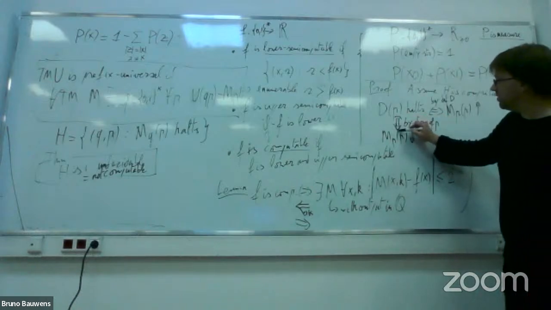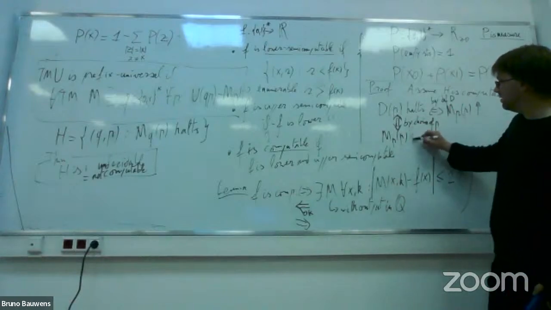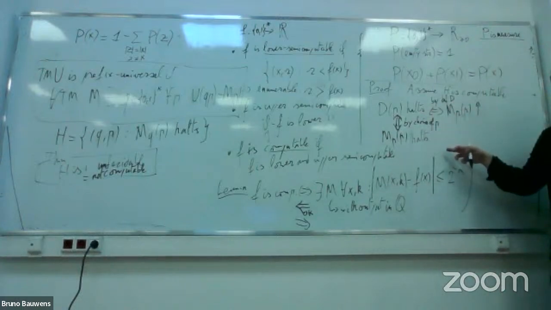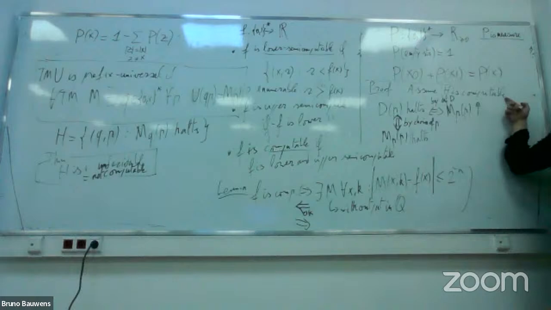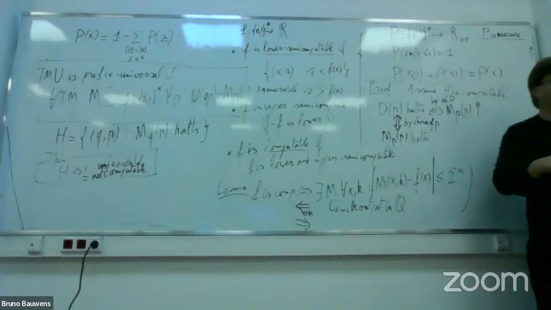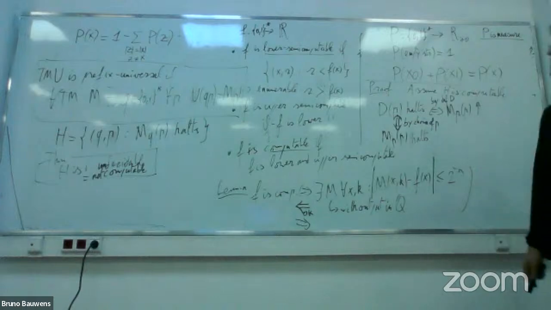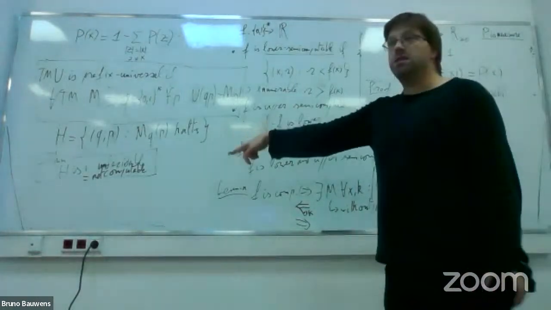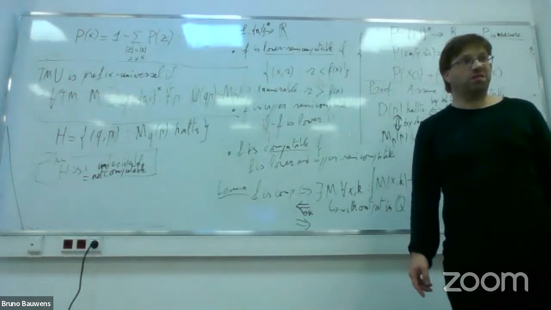And so now we have an equivalence: M_P(P) halts if and only if M_P(P) does not halt. So this is the contradiction. We obtained a contradiction, hence our assumption must be wrong. It means H is not computable. Maybe you already learned this, but it doesn't harm to repeat it. So the halting problem is not decidable. It will be trouble for us that the halting problem is not decidable.